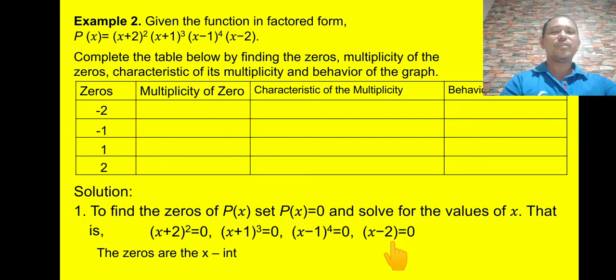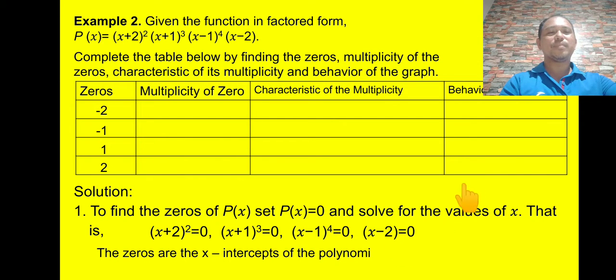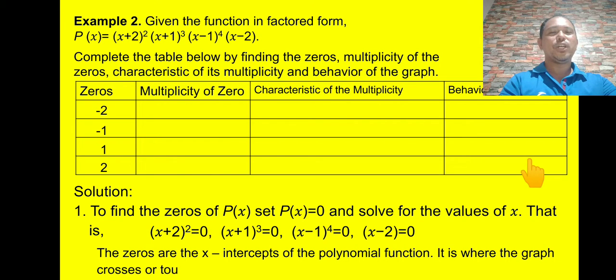The zeros are the x-intercepts of the polynomial function. It is where the graph crosses or touches the x-axis. So it will determine where the graph touches or where it crosses. Take note of that. Review the steps we recalled.